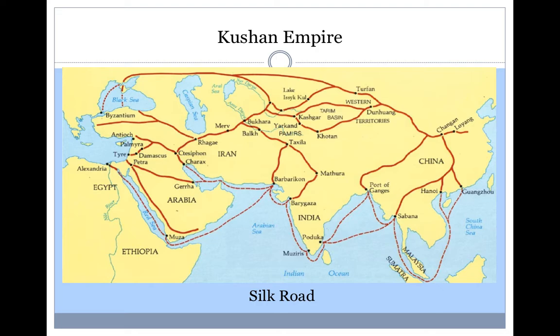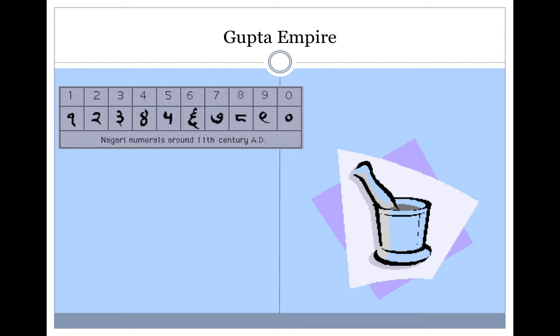And then the last of the major empires and their successes of that time is the Gupta Empire. So let's write this one down and put a dash after it. The Gupta Empire.